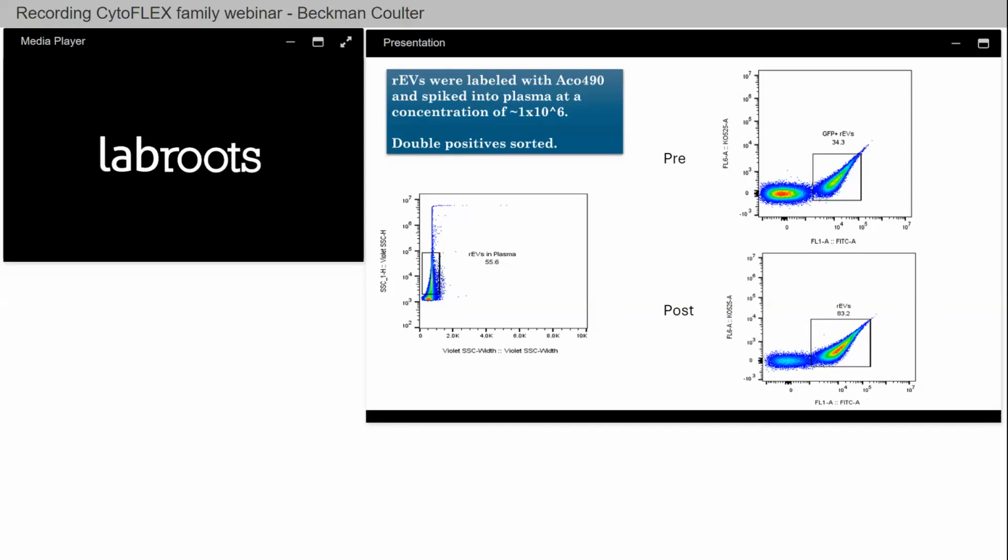We took our revs, and we then spiked those in. So the recombinant EVs went into our plasma samples. These were pre-labeled with the ACO 490. And for some reason, when we looked at these in general, they showed a much clearer double population. I didn't show it here. But when we put them into the plasma, they had this almost, is it double positive or single positive? We didn't get overly concerned with it, as for this type of experiment we were just trying to throw in and fish back out.